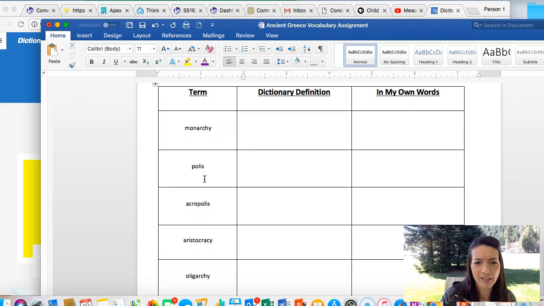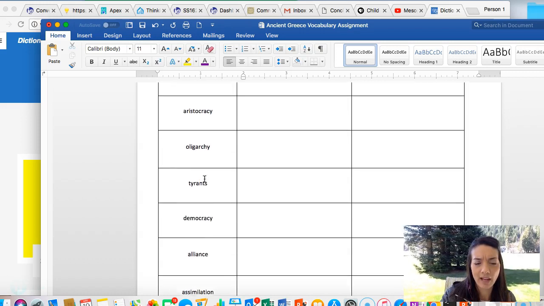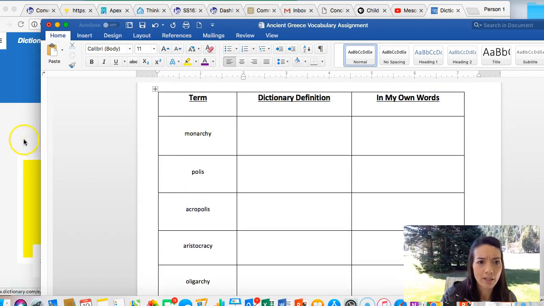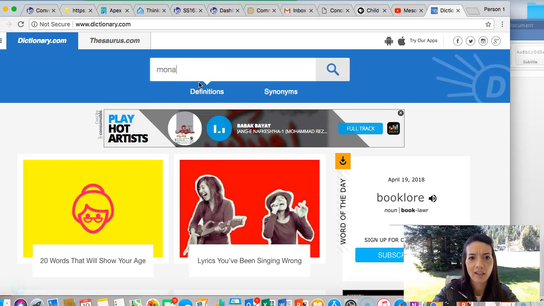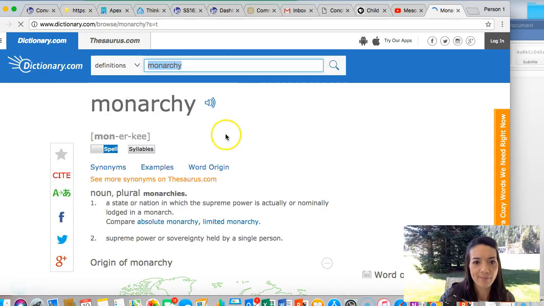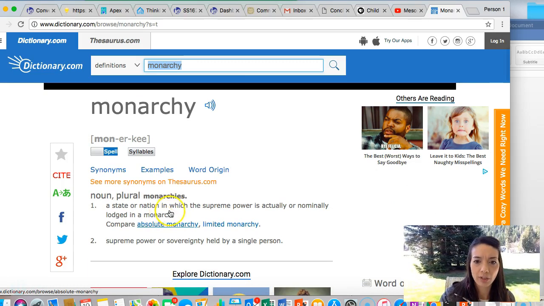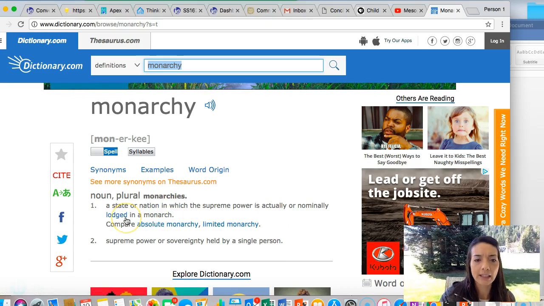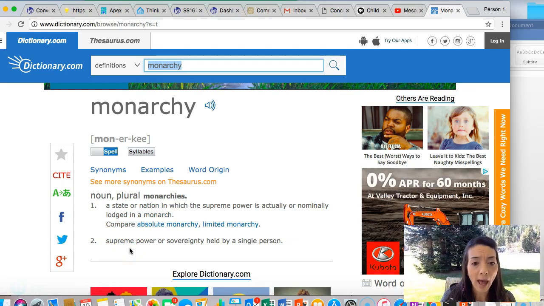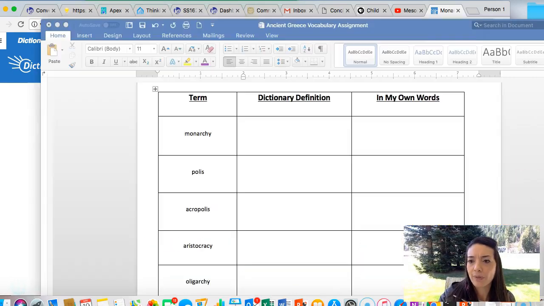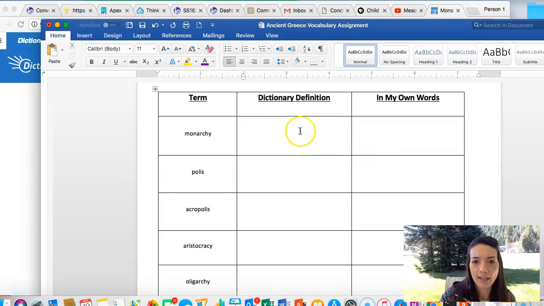So I think I did 9 for Greece. You type in monarchy, and let's see what we get. Okay, there we go. It says a state or nation in which the supreme power is actually or nominally lodged in a monarch. And then the second definition that they provide is supreme power or sovereignty held by a single person. So you take that definition and write it in the dictionary definition column here.